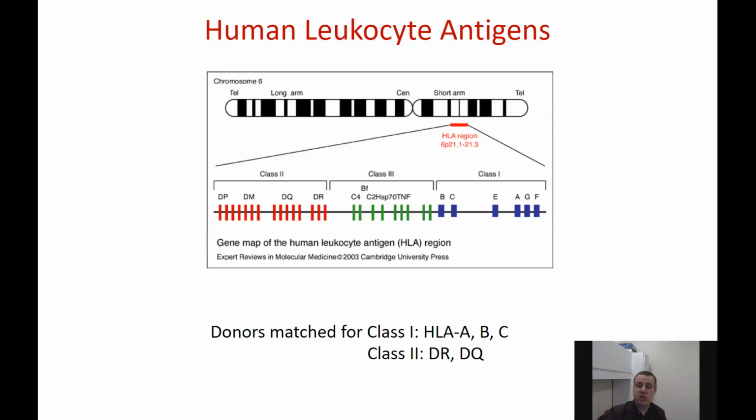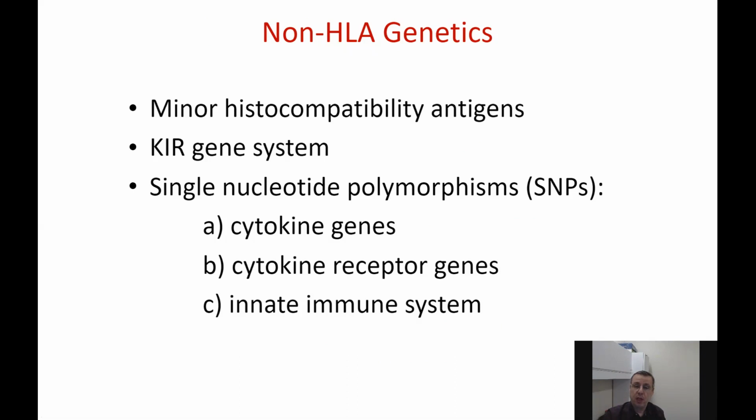And basically, we'll look at matching at class 1 HLA, that's HLA-A, B, and C, as well as class 2 DR and DQ antigens. Non-HLA genetics are also involved. I previously mentioned minor histocompatibility antigens, as well as the KIR gene system, and even differences in single nucleotide polymorphisms related to cytokine genes, cytokine receptor genes, or cytokines related to the innate immune system.